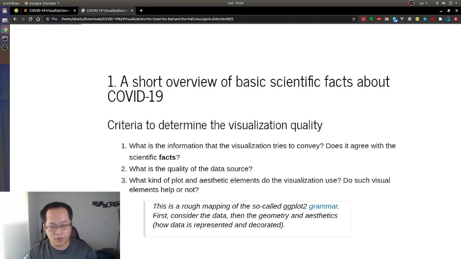If you plot with ggplot2 in R, you first consider the data, then the geometry. Geometry basically means what kind of graph you're going to plot: box plot, pie plot, histogram, etc. Then you consider the aesthetics, like the size, the fonts, or the markers, etc. You want to know how data is represented and decorated. This will be our last criterion.